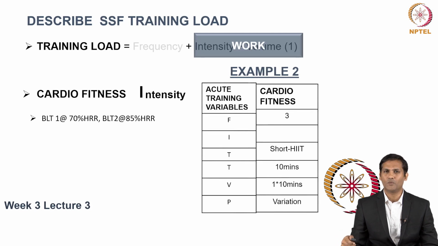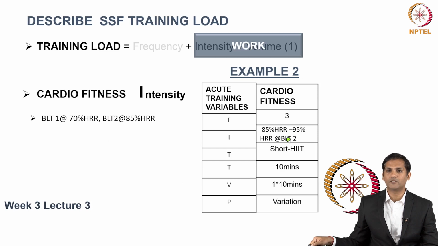Let's take another example where you want to improve your blood lactate threshold 2. In this case, you prescribe an intensity at 85% to 95% of HRR. So you have a baseline and you give a little higher intensity than your blood lactate threshold. So you are actually training at blood lactate threshold 2 and greater intensity, with an aim to improve this baseline level. For that, you use a short HIIT type of training.